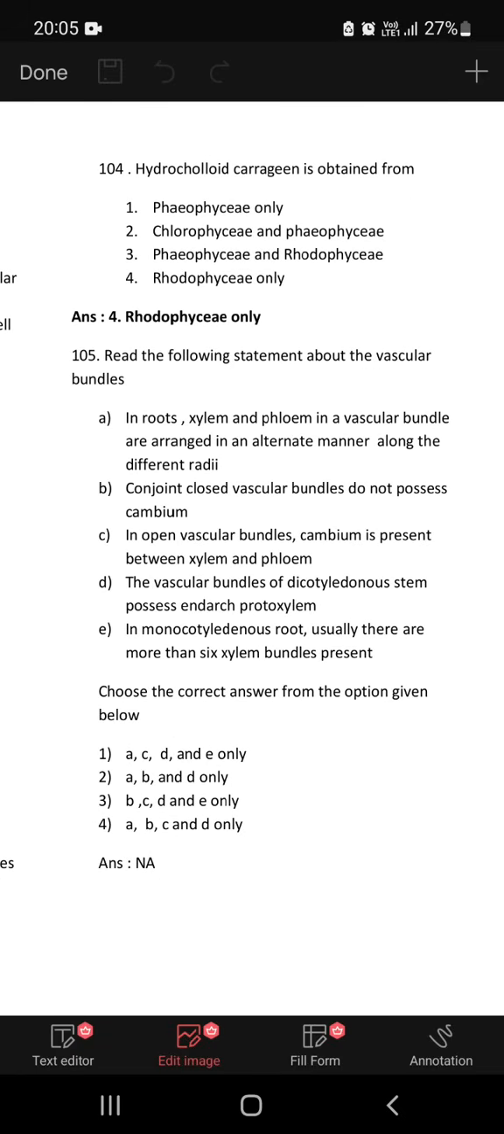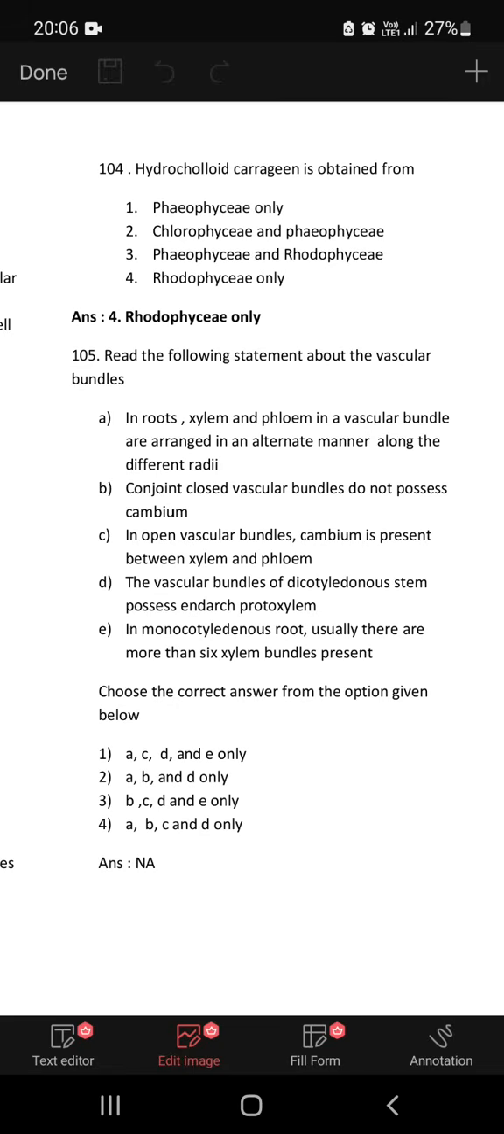The next question is: hydrocolloid carrageen is obtained from Phaeophyceae only, Chlorophyceae and Phaeophyceae, Phaeophyceae and Rhodophyceae only. At least two or three NEET examinations have asked this question. I always ask my students to remember it as red car, red algae carrageen. So the answer for this is Rhodophyceae only.